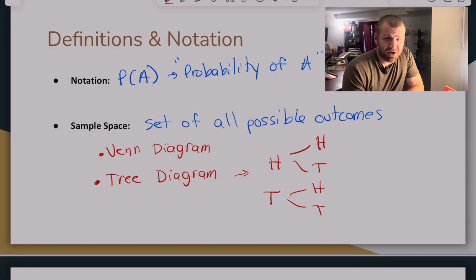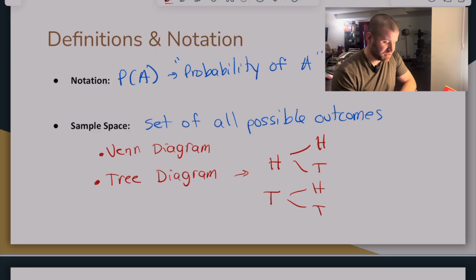What's nice about a tree diagram is it tells you how many total outcomes you're going to have in the end, right? So I can see here if I'm flipping a coin twice, I'm going to have 4 possible outcomes.